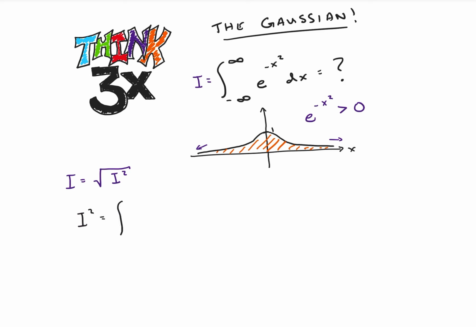And I squared is going to be the integral from negative infinity to infinity, e to the negative x squared dx, times the integral from negative infinity to infinity of e to the negative y squared dy.